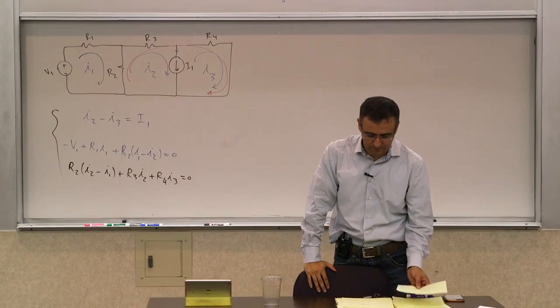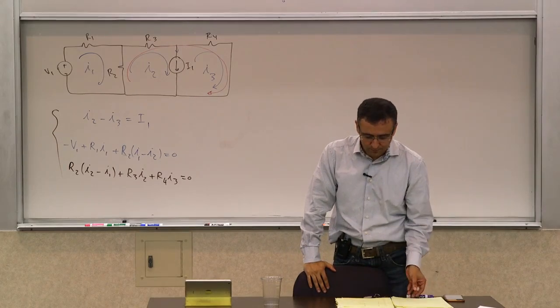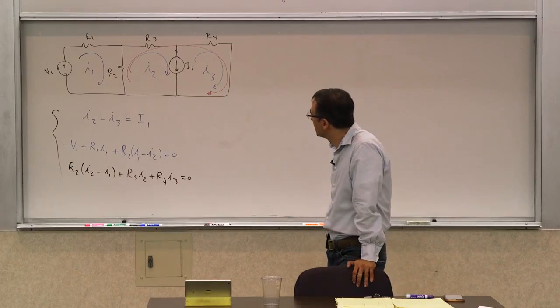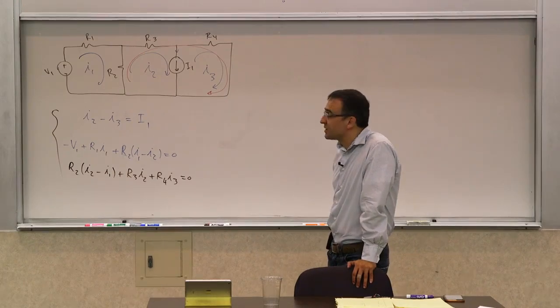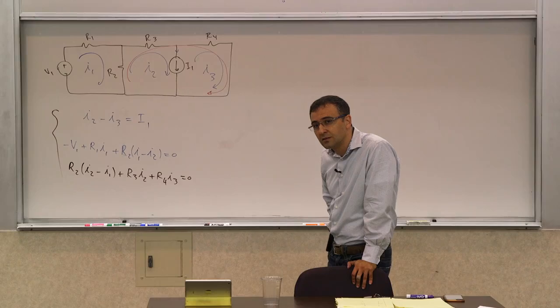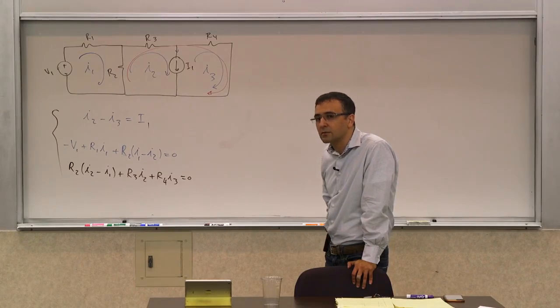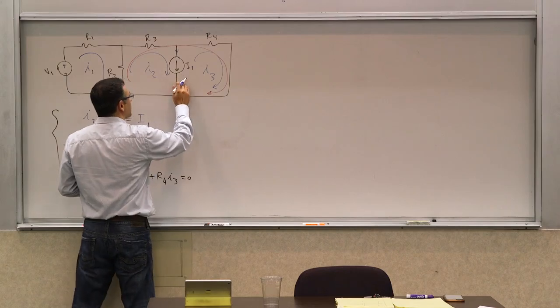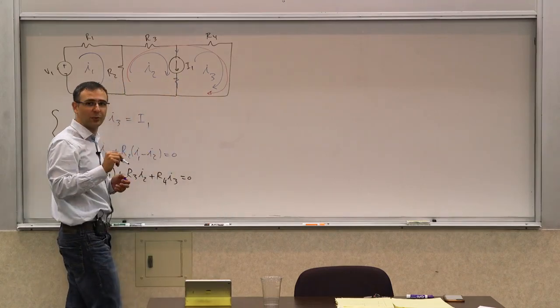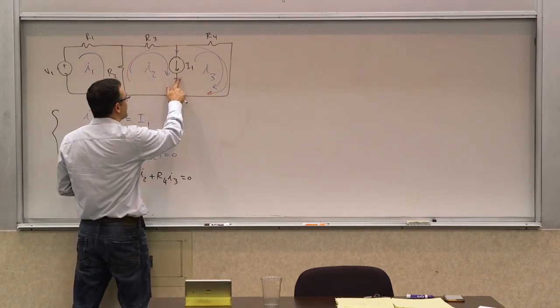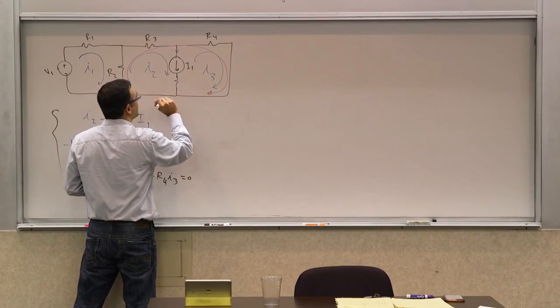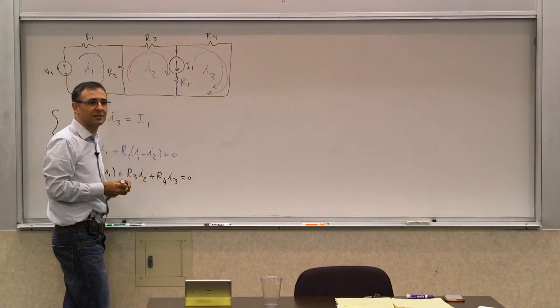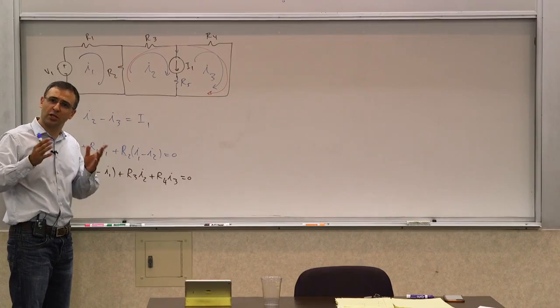Yes? What if there is an element in the same line that has the current source, like a resistor or something? Can you supermesh it without taking it out? No, you can. We'll get to that. There are two or three different ways to deal with that. That's a good question. So he says, what if there's an element in series with the current source, let's say an R5? What do we do with that?